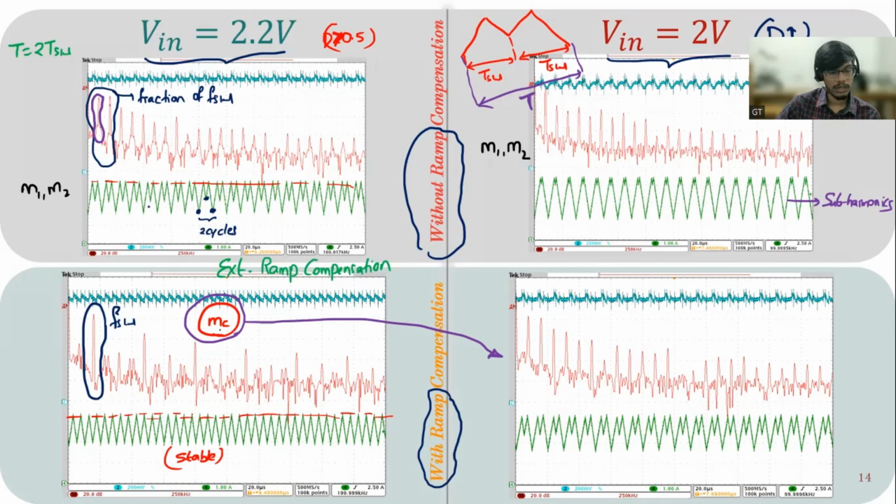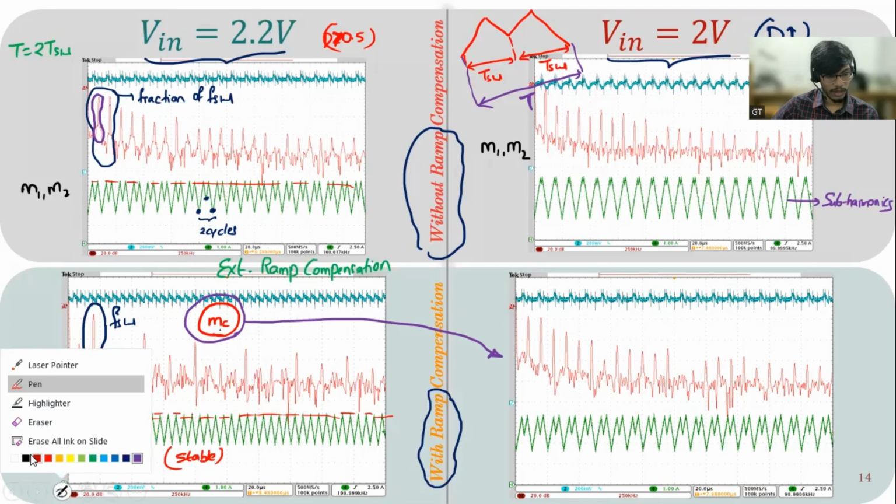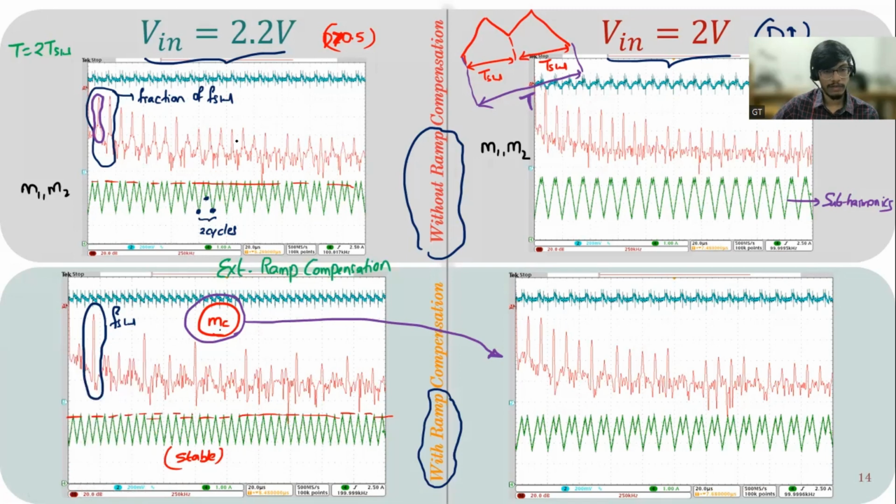Is that clear? In the case of limit cycle oscillation, it will keep on oscillating around the reference. But here it is not happening. It is constant, but it has harmonics of the switching frequency and also less than the switching frequency. That's why we are calling it subharmonics. Is that clear? Yes, sir.